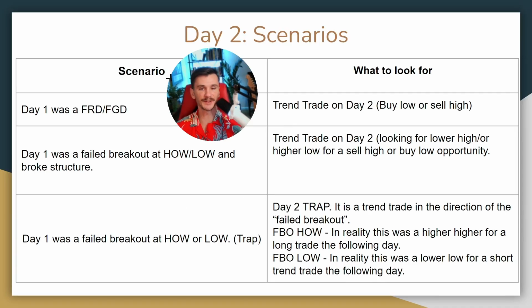The same could be said if it's coming off the high of the week. Same exact scenario, except they would make a higher high and then a lower low... actually a lower low and then a lower high. Day 1 was a failed breakout at the high or low of the week. Again, you get a day 1 of the 3-day cycle, but then it turns into a trap, and that has actually happened a couple of times this last week on gold and a few other pairs. So we'll talk about those in the rest of this video.